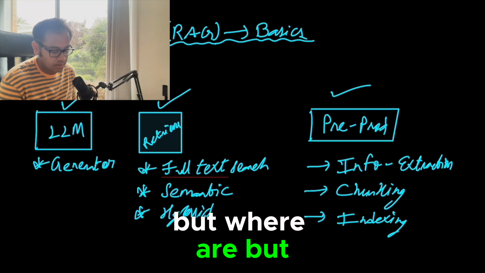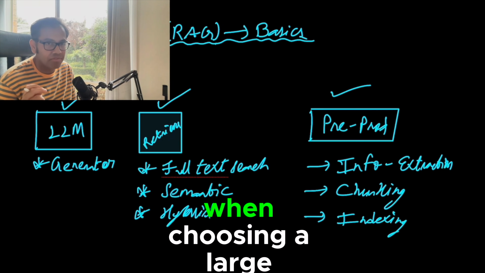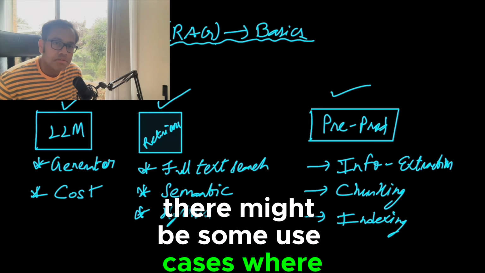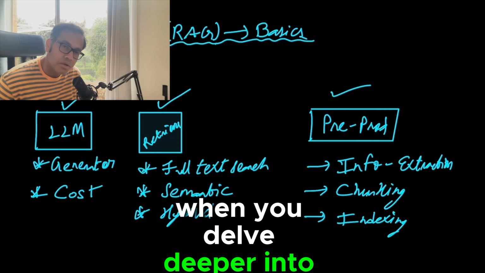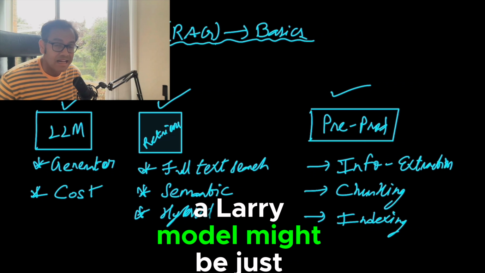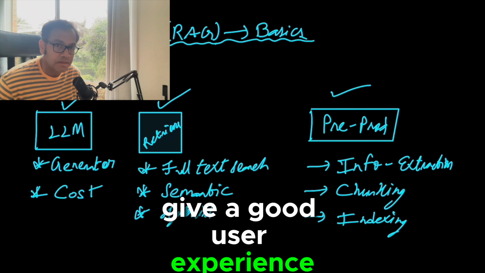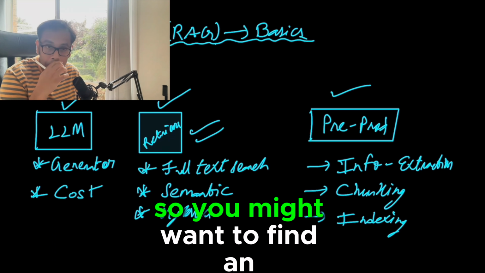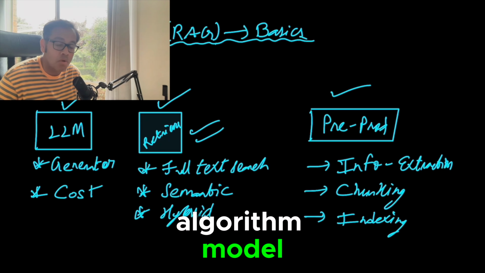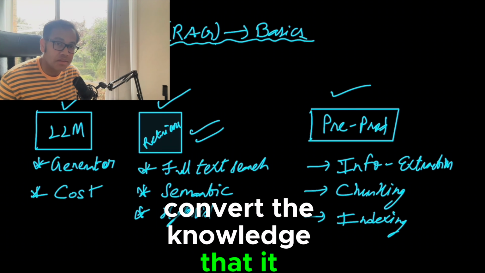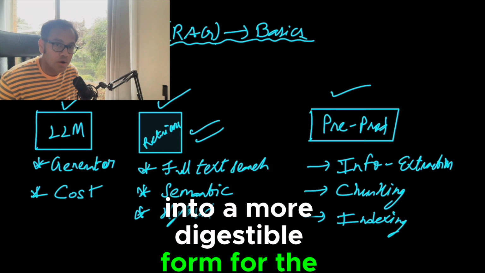But a few of the considerations that you should always have when choosing a large language model are cost. There might be some use cases where, when you delve deeper into it, a large language model might be just there to give a good user experience, and most of the good work is essentially happening from the retriever. So you might want to find a large language model which is really optimized on cost and can really convert the knowledge that it receives from the retriever into a more digestible form for the user.